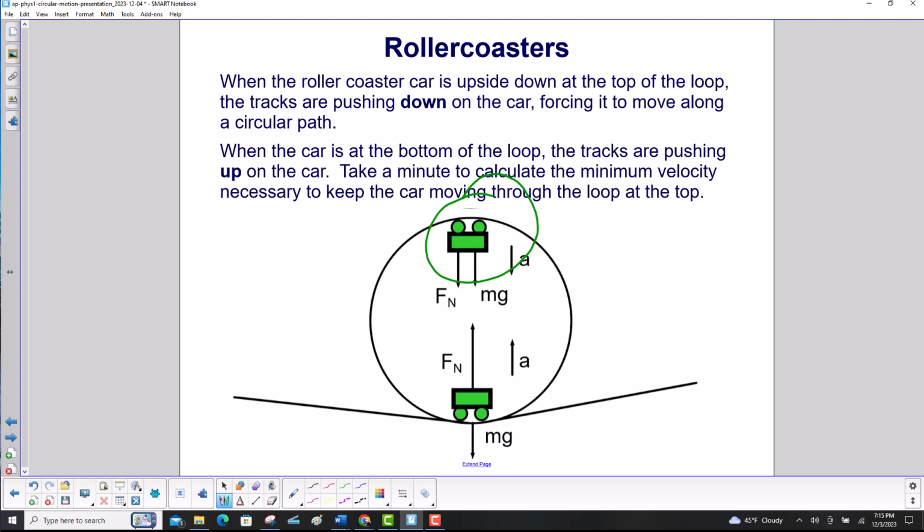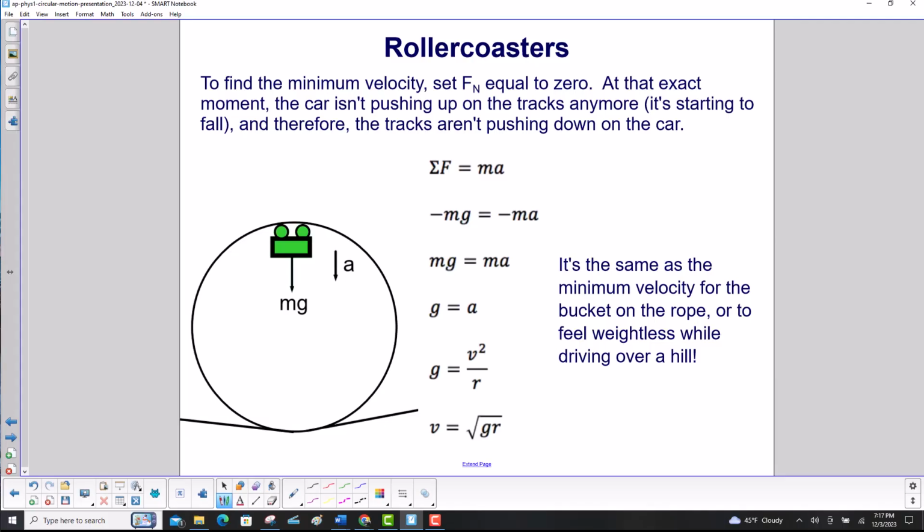Take a minute to calculate the minimum velocity necessary to keep the car moving through the loop at the top. To find the minimum velocity, set the normal force equal to 0. At that exact moment, the car isn't pushing up on the tracks anymore. It would start to fall if there weren't a whole bunch of safety features here prohibiting that, but we're just going to assume we have a test dummy in there. And therefore, the tracks aren't pushing down on the car. The only force acting on it now is gravity, and it's in the down direction.